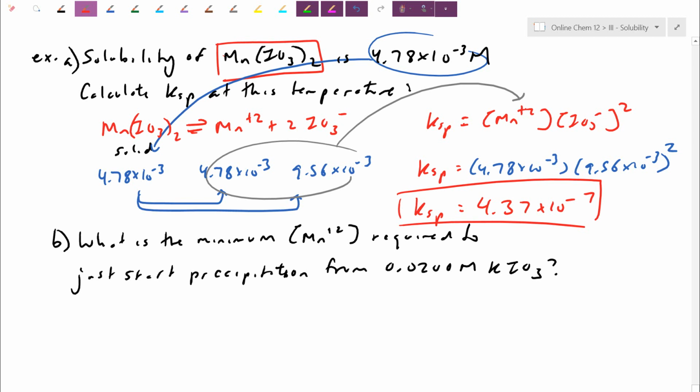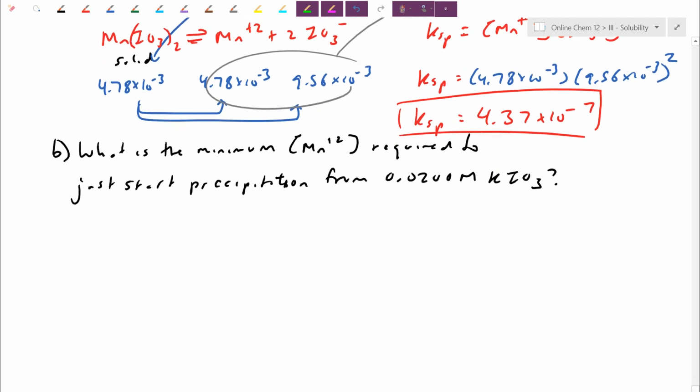By the time these ions multiply with the square, by the time it hits 4.37, that's when you saturate out. That's when you can't dissolve anymore. Now, armed with that KSP, we can do part B of the question.